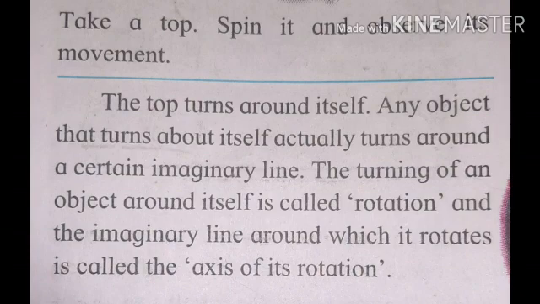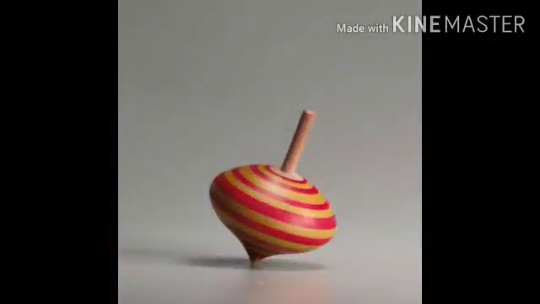As I told you all, the turning of an object around itself is called rotation. So here is the activity which they have told you all to do: take one top, as shown in your textbook on page number 6. See the small activity. Take a top and see how it rotates, see what the axis of its rotation is, and observe what movement you can see.